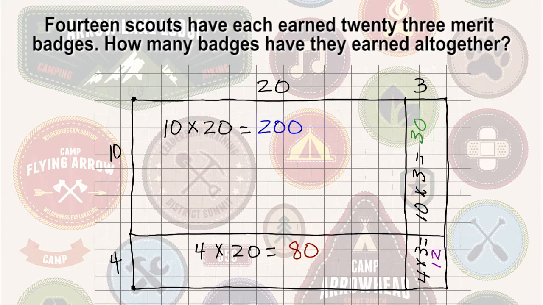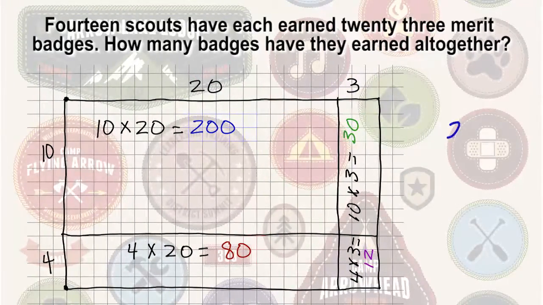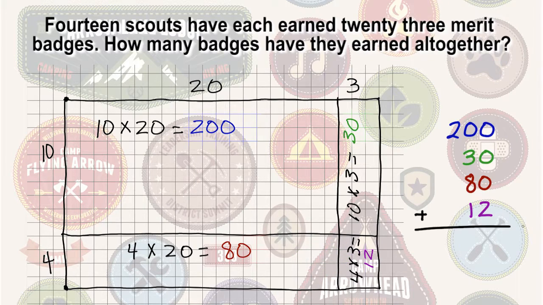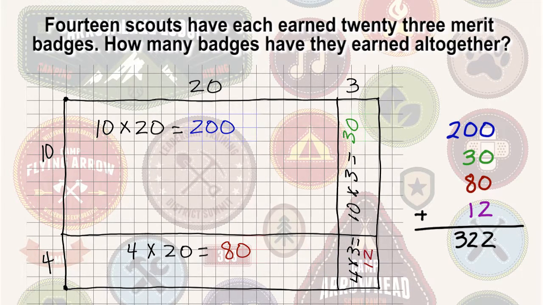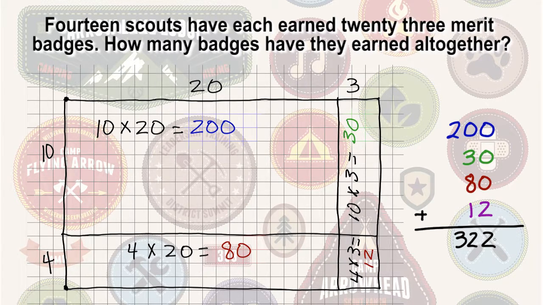Each partial product is the exact number of squares in that section and represents the numbers added for the total product. 200 plus 30 plus 80 plus 12 equals 322. As students transition to more traditional methods of multiplying, they will recognize the same partial products as they complete the computation. Let's try another problem.